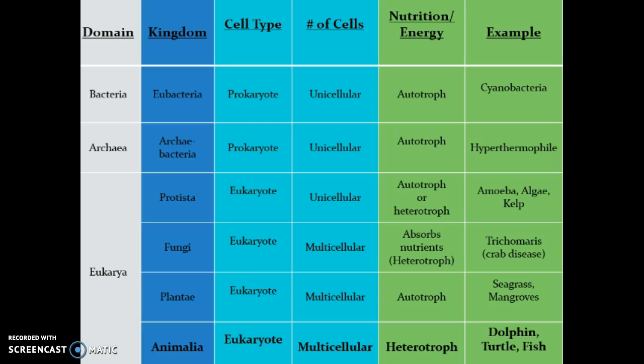Another prefix you may not be familiar with is EU. EU means true. So when we put that in front of karyote, we get a true nucleus. This is something that has a real nucleus, and we'll see those in our multicellular organisms, which we'll look at a little later. But I really want you to focus on these different kingdoms here.